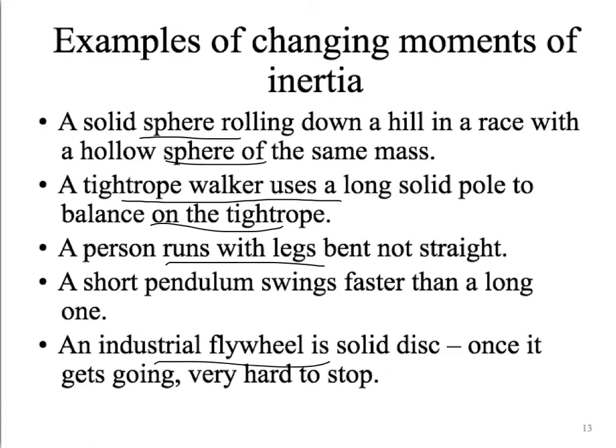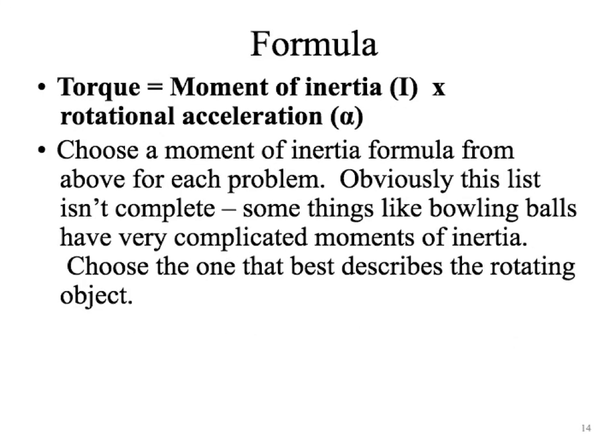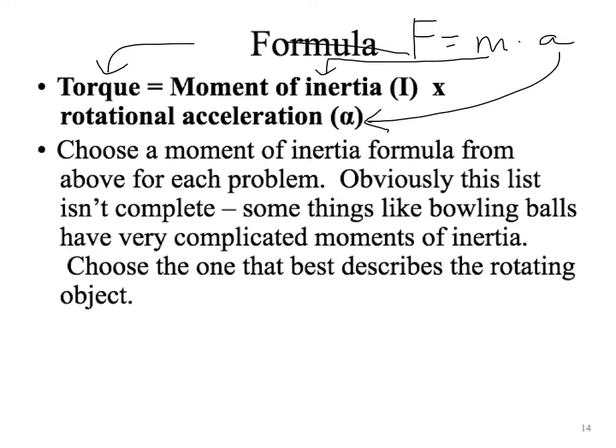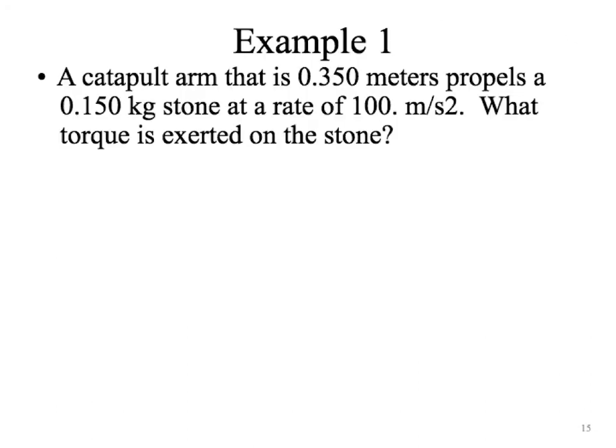And I think Dr. Cinco talked about that one. Okay, so Newton's second law is force equals mass times acceleration. A force with a lever arm is going to be a torque. A mass with how it's distributed will be a moment of inertia. And rotational acceleration alpha will be for a. So again, choose a moment of inertia. The list is pretty much going to be everything we have. You can have very, very complicated moments of inertia. Just for fun, look up how to calculate the moment of inertia for a bowling ball. It's kind of interesting. Okay, so a couple of examples here.